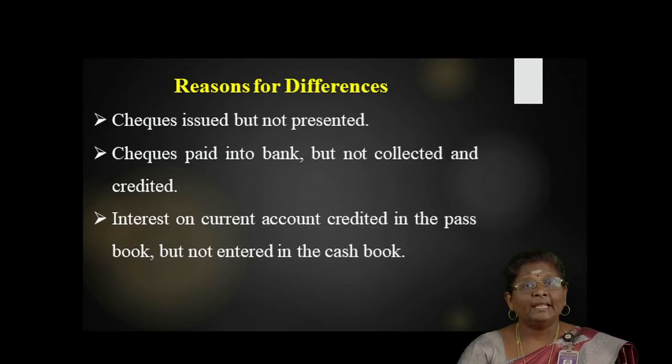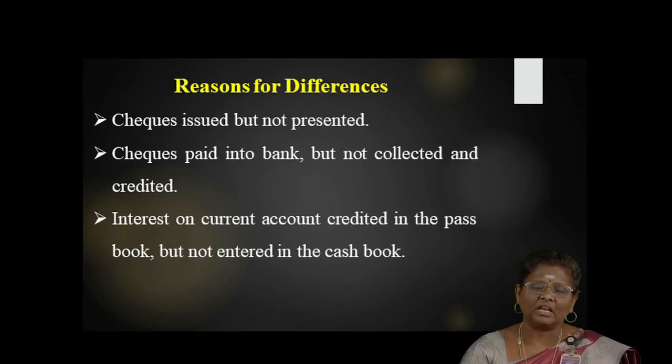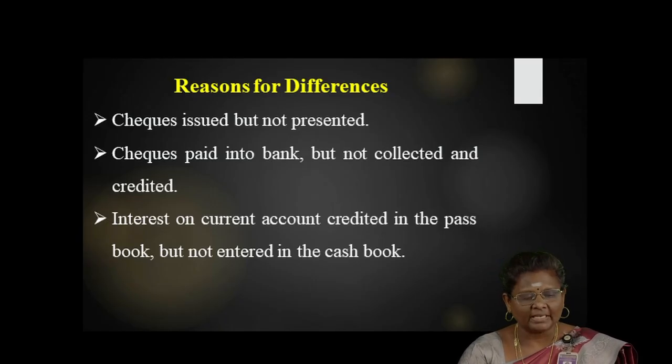Third one, interest on current account credited in the passbook but not entered in the cash book. Sometimes the banker credits the interest amount in the passbook, but it is not informed to the businessman. In that case, the cash book is not credited. So in that case, there is some difference.